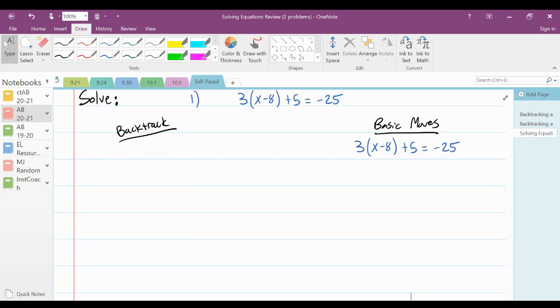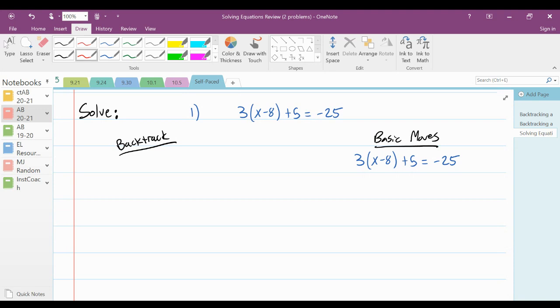Now remember, with backtracking, what we want to focus on is what happens to the variable. If we start with x, the first thing in this equation that happens to x is that it is subtracted by 8. Then that group, x minus 8, that quantity, is multiplied by 3. And finally, we add 5 to get negative 25.